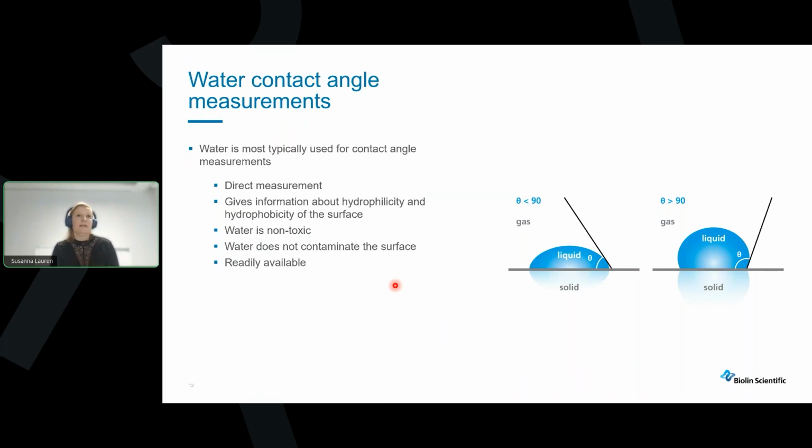Water is a direct measurement, of course, as you saw, very easy and fast to do. It gives you information about the hydrophilicity and hydrophobicity of your surface. Typically a 90-degree angle is used as a threshold value. If you have a contact angle with water below 90 degrees, then you have a hydrophilic sample, and if you have a contact angle above 90 degrees, then you have a hydrophobic sample. Water is also non-toxic, it doesn't contaminate your surface, and it is, of course, readily available. Those are the main reasons why people are using water.